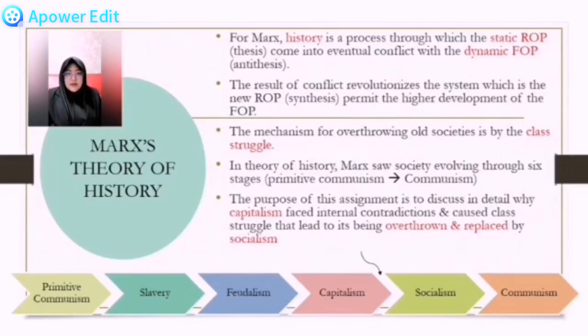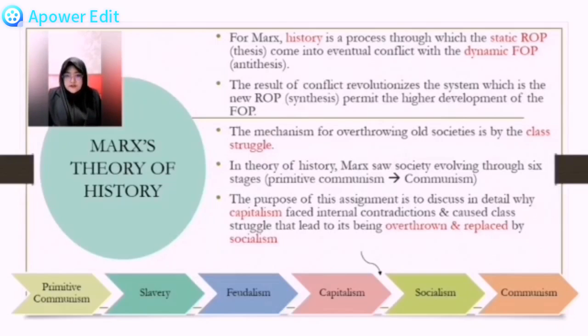Now I will talk about Marx's theory of history. For Marx, history is a process through which the static ROP thesis comes into eventual conflict with the dynamic FOP antithesis. The result of the conflict evolutionizes the system, which is the new ROP synthesis, permitting the higher development of the FOP. The mechanism of overthrowing the old society is the class struggle.